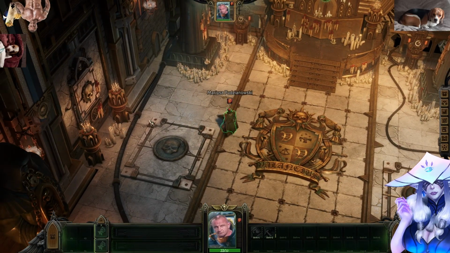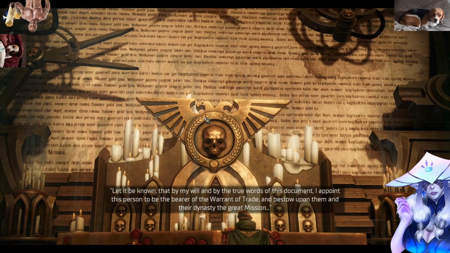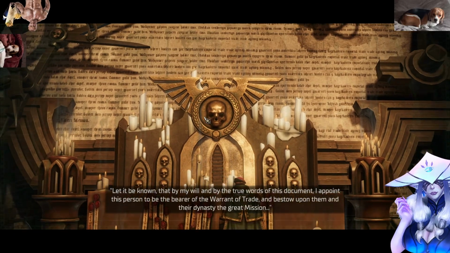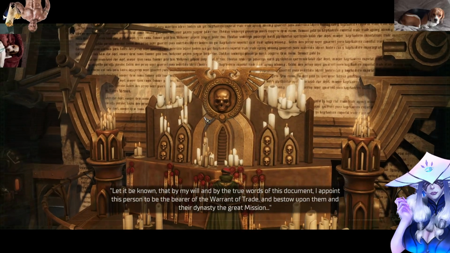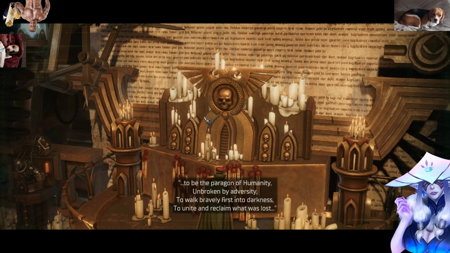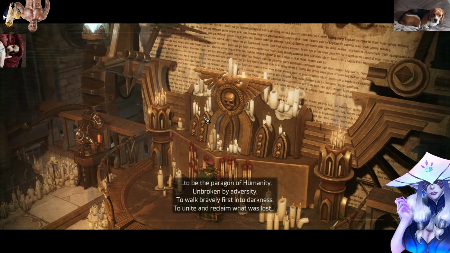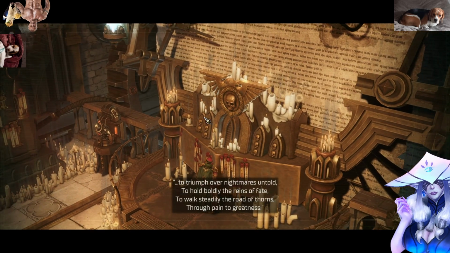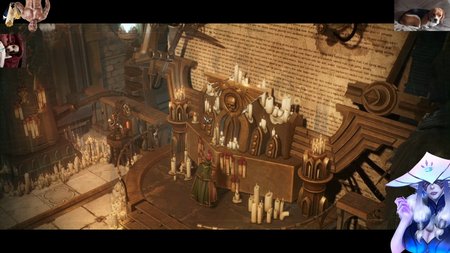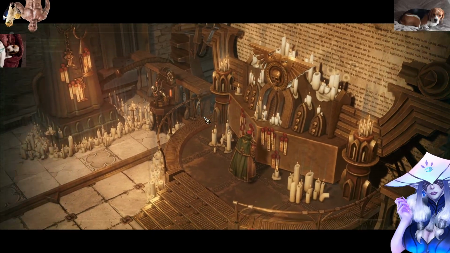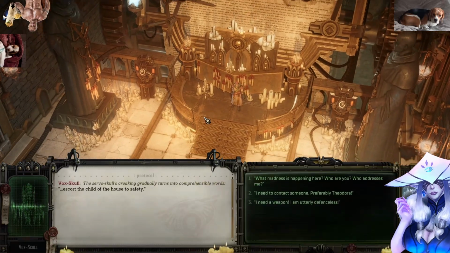Valancius. Listen, as much as I can't stand that woman, let it be known that by my will and by true words of this document, I appoint this person to be the bearer of the warrant of trade and bestow upon them and their dynasty the great mission to be the paragon of humanity, unbroken by adversity, to walk bravely first into darkness, to unite and reclaim what was lost, to triumph over nightmares untold, to hold boldly the reins of fate, to walk steadily the roads of thorns, through pain and bad. Escort the child of the house to safety.